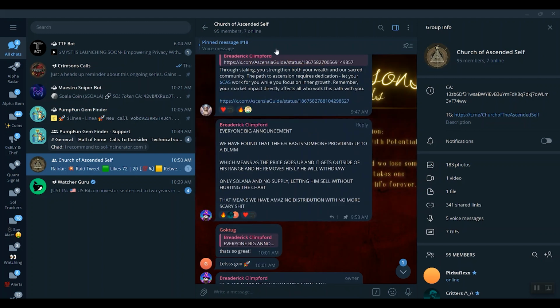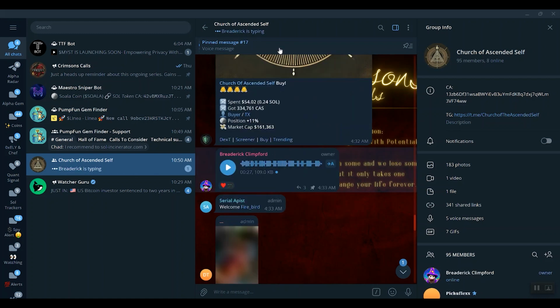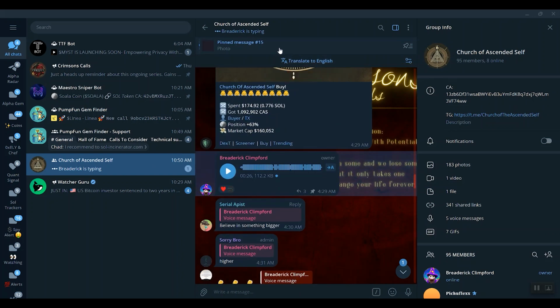Everyone, big announcement. All right, found that the 6% bag is someone providing LP to a DLMM, which I'm not really sure what that means. This means as the price goes up and it gets outside of his range and he removes his LP, he will withdraw only Solana and no supply, letting him sell without hurting the chart. That means we have amazing distribution. Okay, so that's interesting. I've never heard that before, but it's good that if you've got somebody who's got a bunch of supply and they're selling, it's not going to hurt the chart.